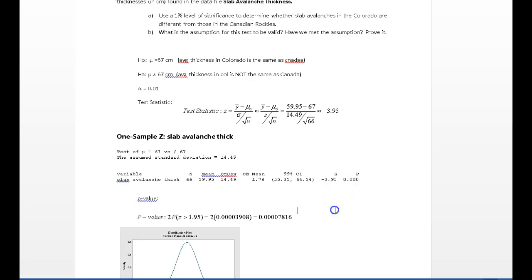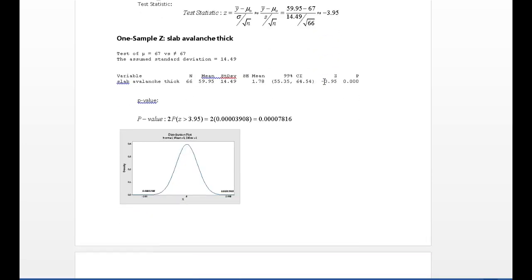That's the probability, and you are comparing that p-value to alpha. This number, or if I want to be more correct, this one right here, these are smaller numbers than this one. Anytime that happens, you're going to reject the null hypothesis, and that means the data are more supportive of this statement right here. So what am I going to conclude? I'm really going to conclude that my test results show me that the average thickness of the Colorado slab avalanches is not the same as it is in Canada.